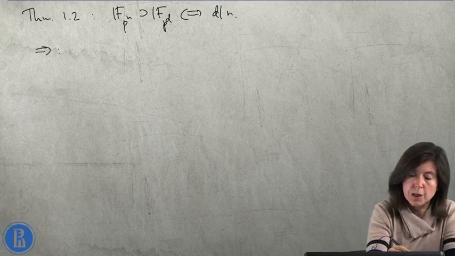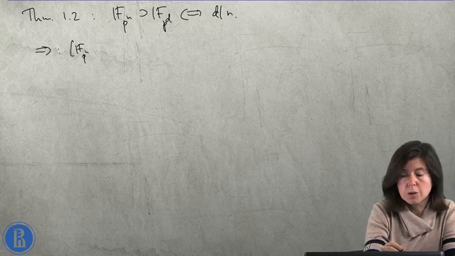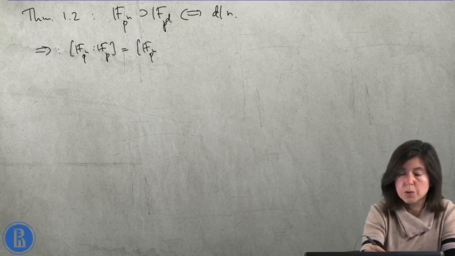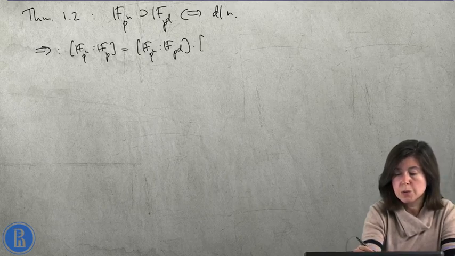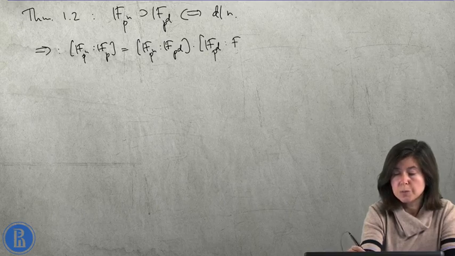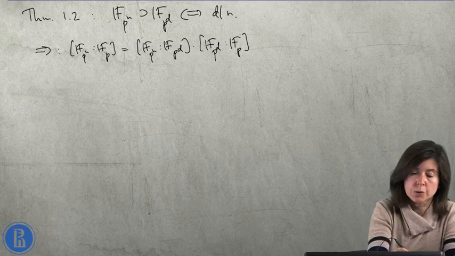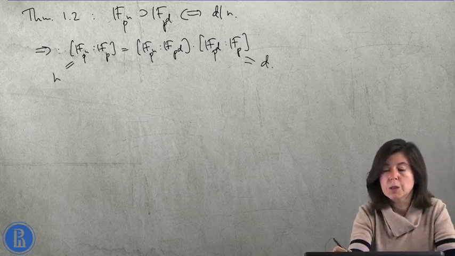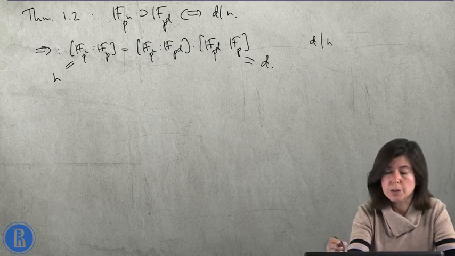Indeed, in this case, we have that the degree of F_{p^n} over F_p is equal to the degree of F_{p^n} over F_{p^d} times the degree of F_{p^d} over F_p. So this is n and this is d. So we have d divides n.